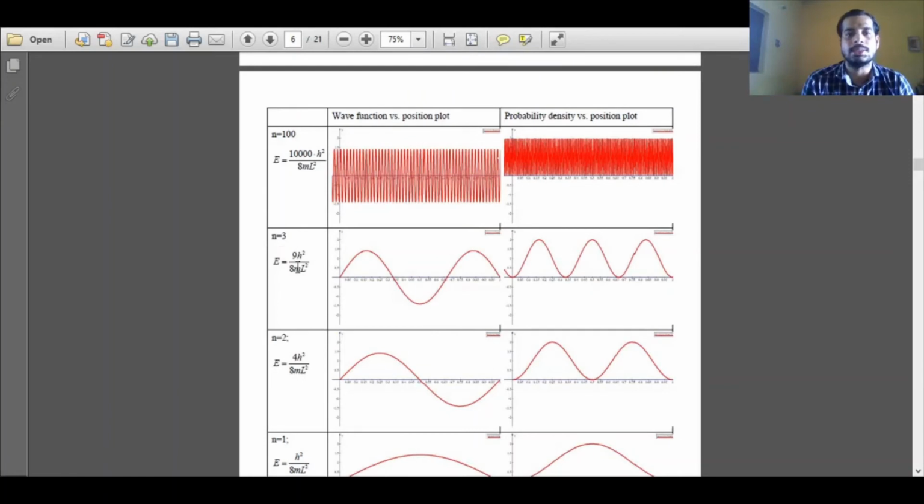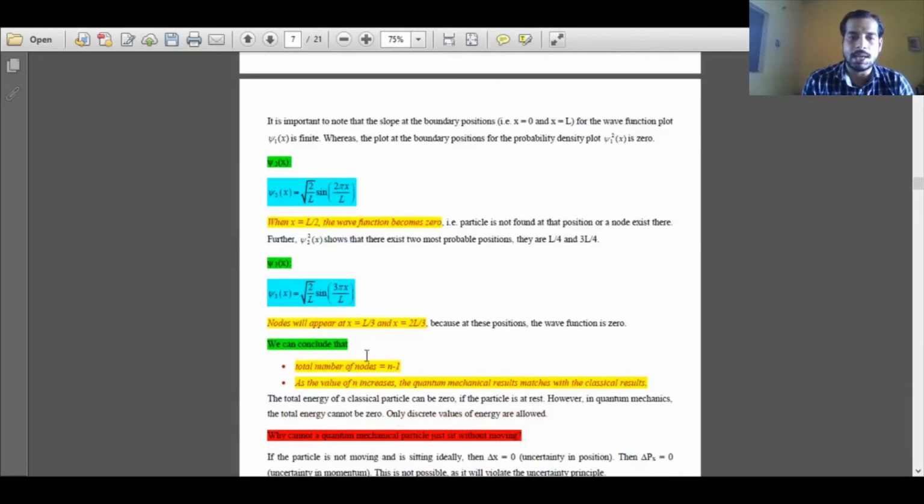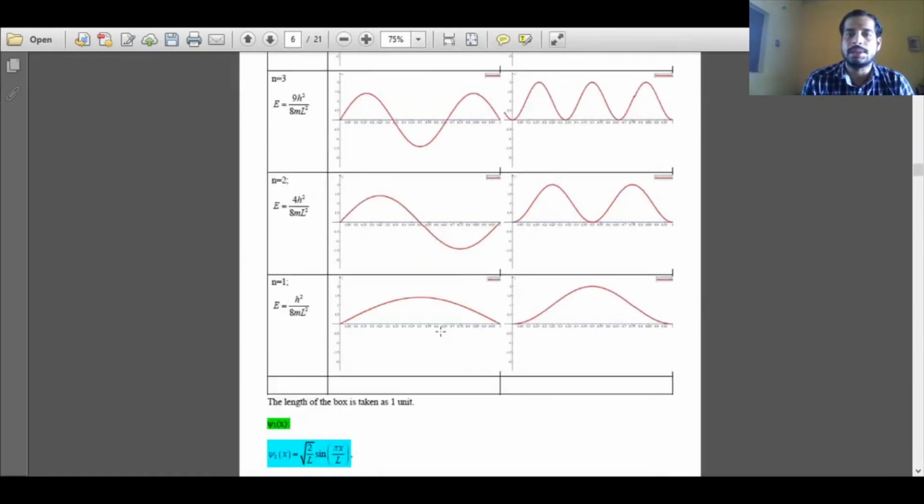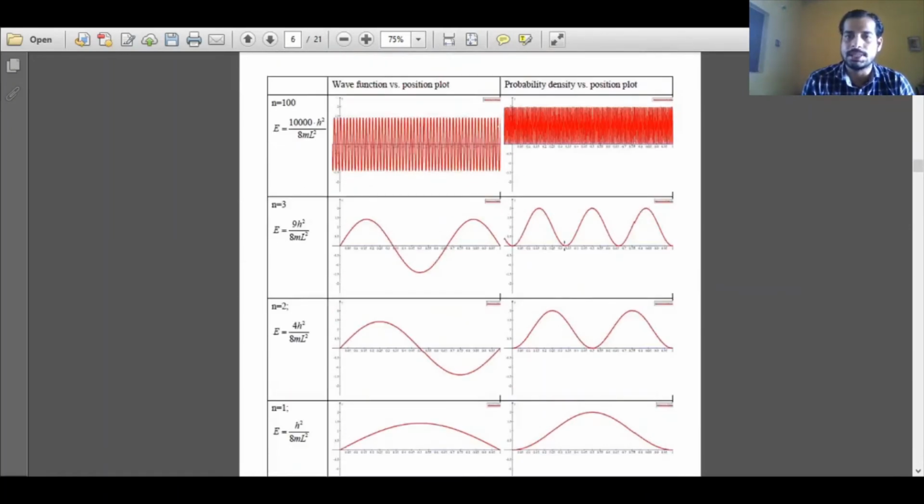Similarly, for n is equal to 3, I'll get a wave which looks like this, which means there are 2 nodes. For the n is equal to 3 state, there are 2 nodes, meaning at 2 positions the probability of finding the particle will be 0. And what are the 2 positions? The 2 positions are x is equal to L by 3 and x is equal to 2L by 3. The first position is L by 3, the second position is 2L by 3. The total length is L. So at L by 3 and at 2L over 3, the probability of finding the particle will be 0.